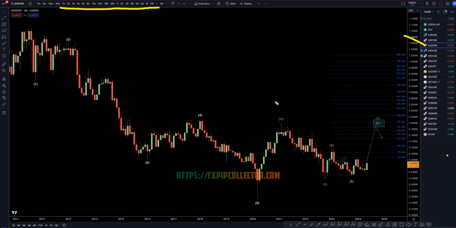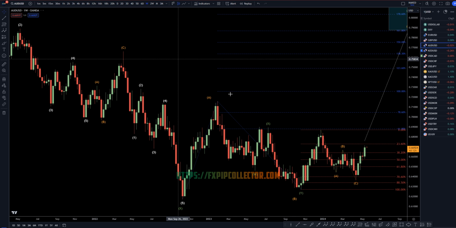So on the Aussie dollar monthly, I definitely still think this is going to make a higher low, higher low. I still think it needs to go up and complete this WXY. 3 waves up for W, 3 waves down for X, and most likely it's an ABC of wave Y that we're currently looking at. So heading down to the weekly time frame.